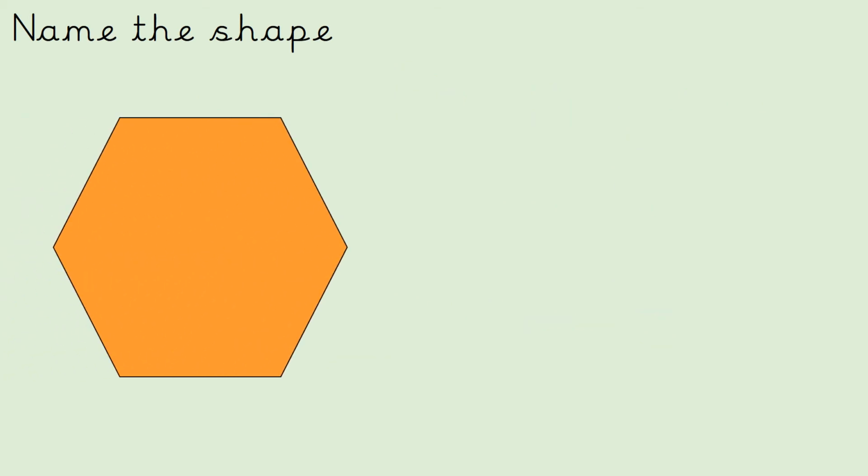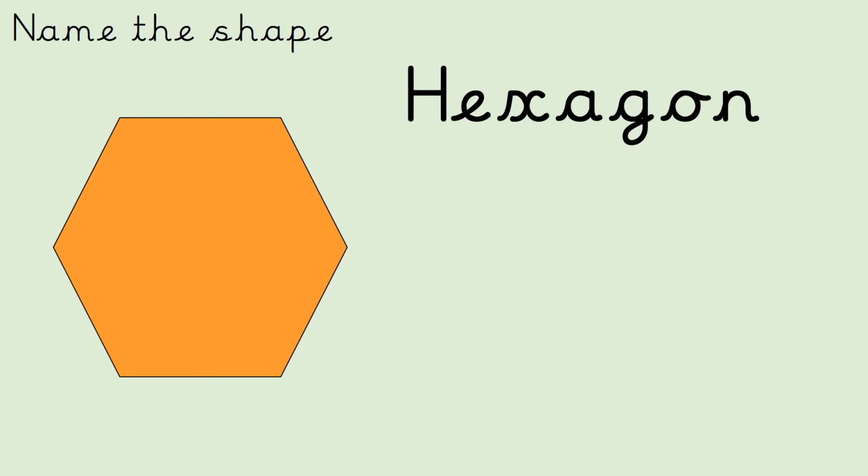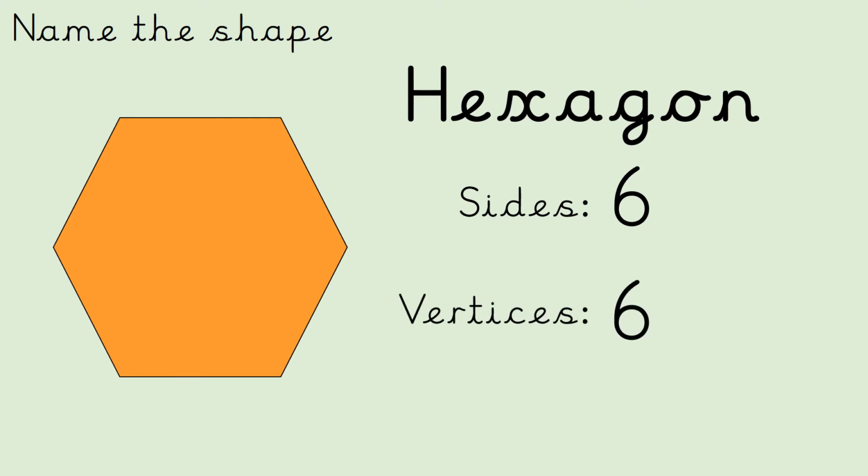Which shape is this? That's right, it's a hexagon. How many sides do you think a hexagon has? Let's count. 1, 2, 3, 4, 5, 6. A hexagon has 6 sides. How many vertices does a hexagon have? Let's count now. 1, 2, 3, 4, 5, 6. 6 vertices. Let's have a look at our next shape.